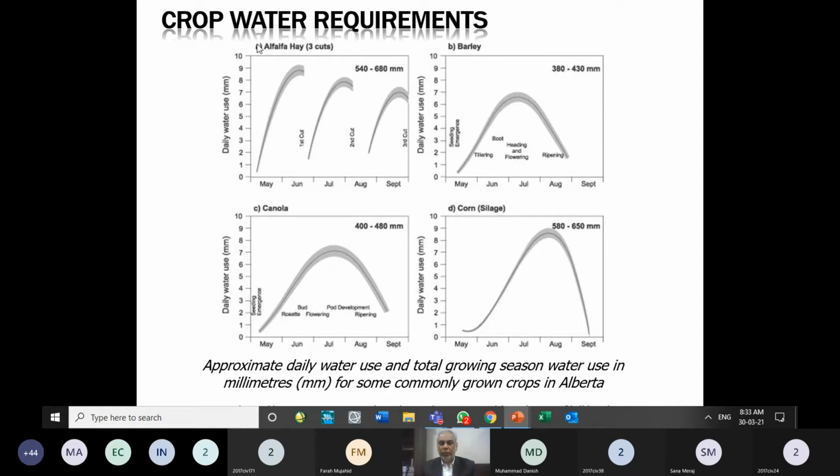Alfalfa, if you see on the web, is a crop which we usually grow in the field for our animals. In local language we call it berseem or lucerne, some people call it. So that is a normal fodder which we grow in our field.